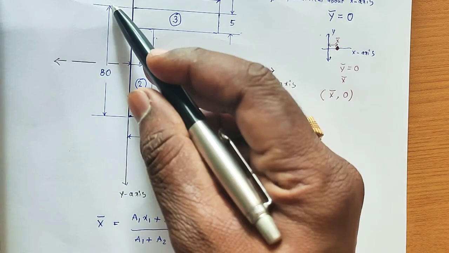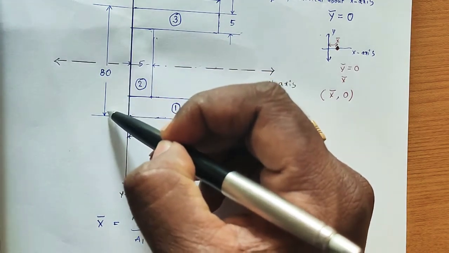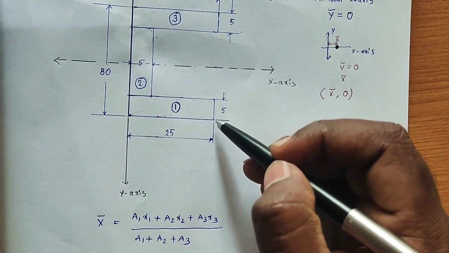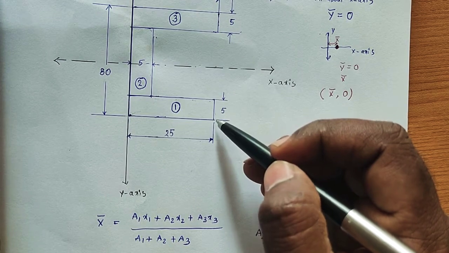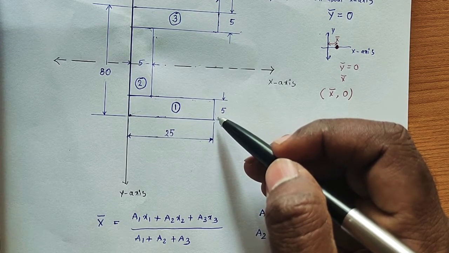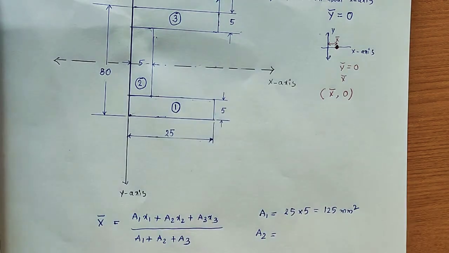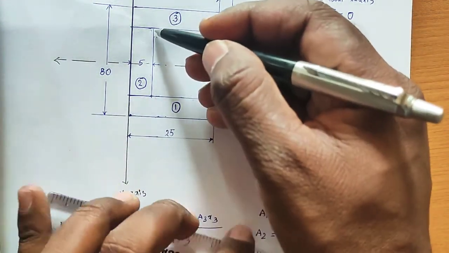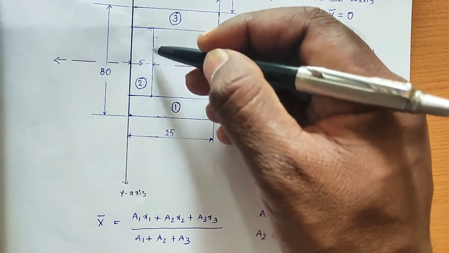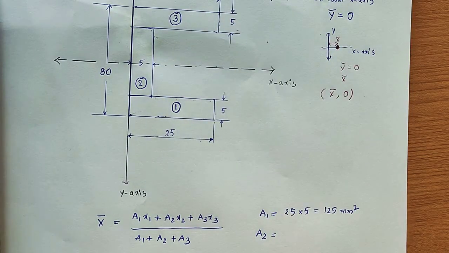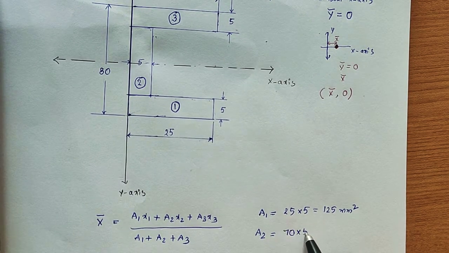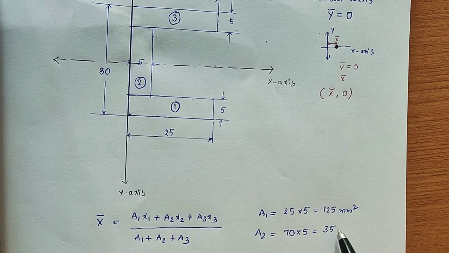Here the total length of the channel section is 80. Already here 5 mm and 5 mm, total 10 mm. If you remove this 10 mm, the remaining length is 70 mm. So the length of this second rectangular element is 70 mm. So A2 equals 70 into 5, 350 mm square.